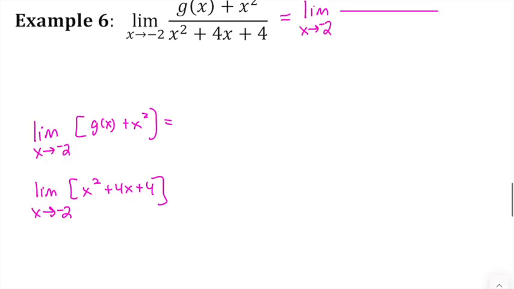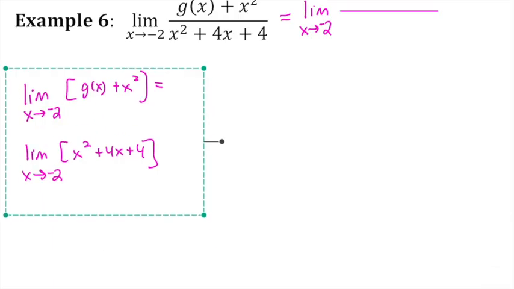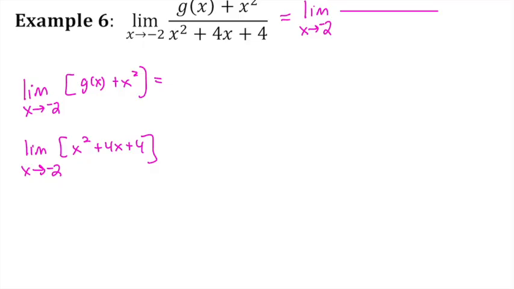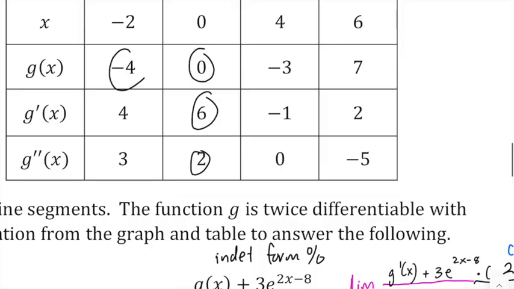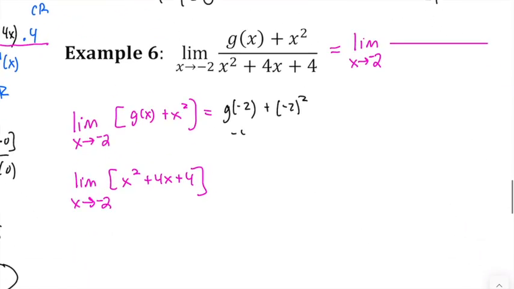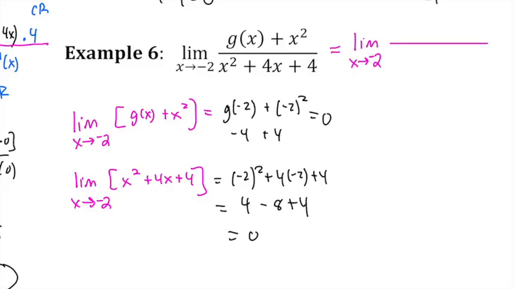Last question. So let's plug in negative 2. So g of negative 2 plus negative 2 squared. So I'm assuming g of negative 2 is negative 4. So we have negative 4 plus 4, so that is equal to 0. On the denominator, we have negative 2 squared plus 4 times negative 2 plus 4. So that's going to equal 0 once you simplify again. So we do have indeterminate form of 0 over 0.